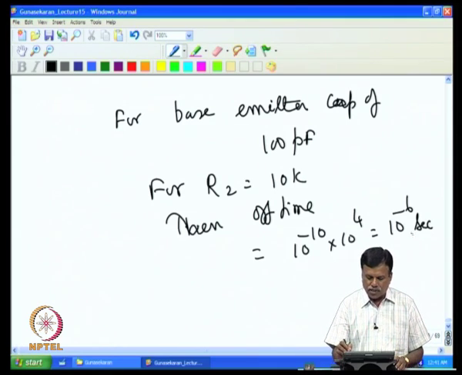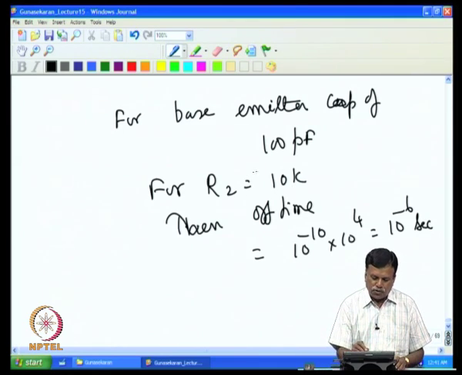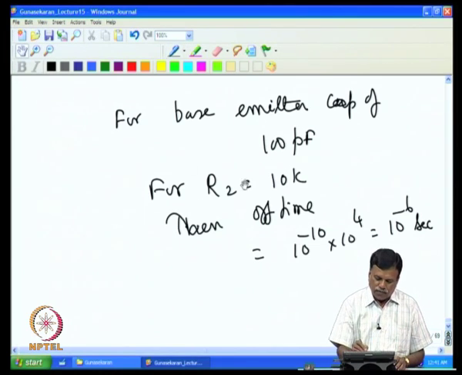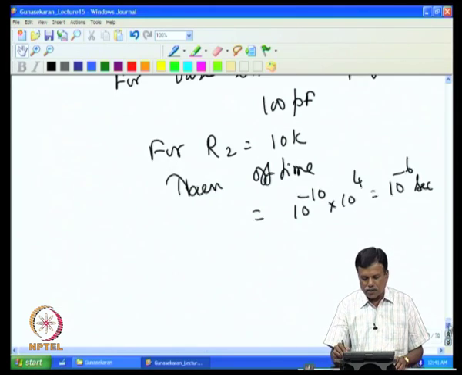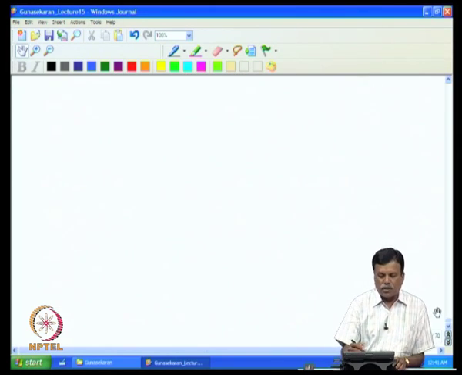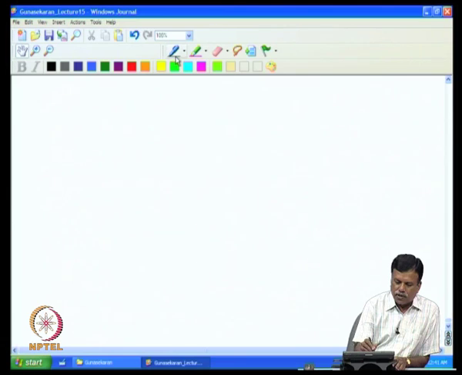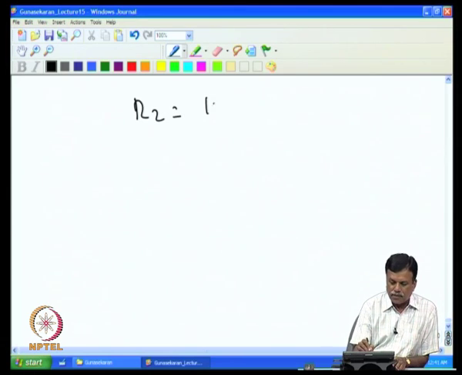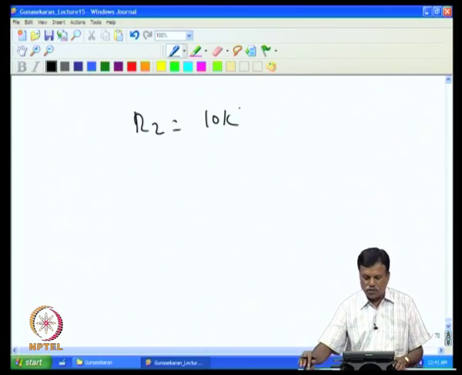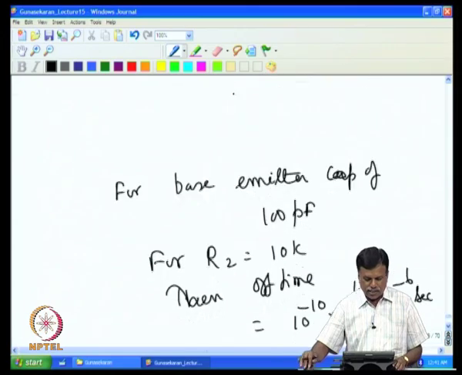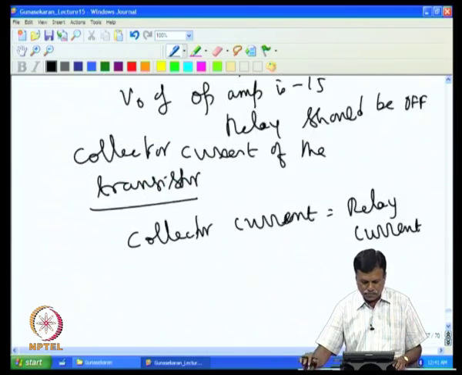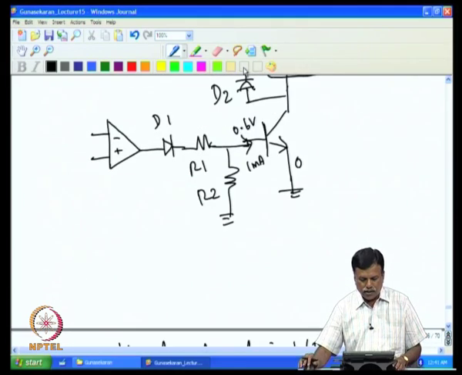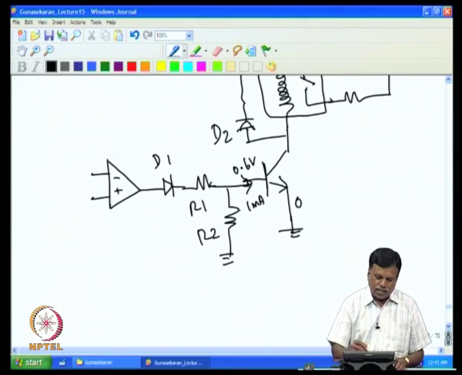If it is not enough, we can readjust, because this R2 is in our control, this is our selection. So, we can select an even larger value if the time is very short. So, this is fine. R2 is fixed. We got R2 as 10K, which leaves us only to decide the other resistance, that is R1.